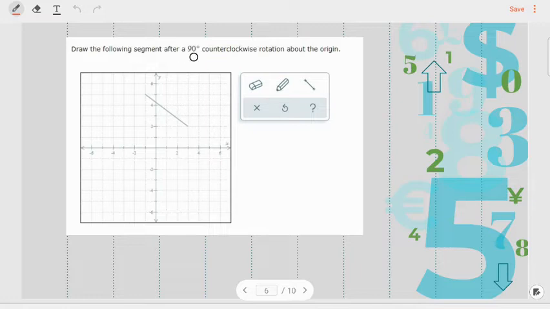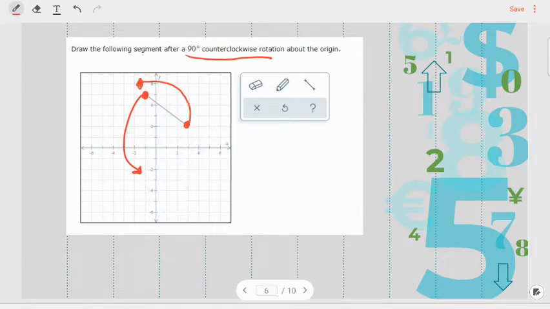Well, let's talk about rotating something counterclockwise. When I rotate something counterclockwise, in order to rotate the shape, I'm just going to rotate the two endpoints, and then I'm going to make my line shift. So if I'm rotating counterclockwise 90 degrees, that means this point is going to end up in this quadrant, and this point's going to end up in this quadrant.